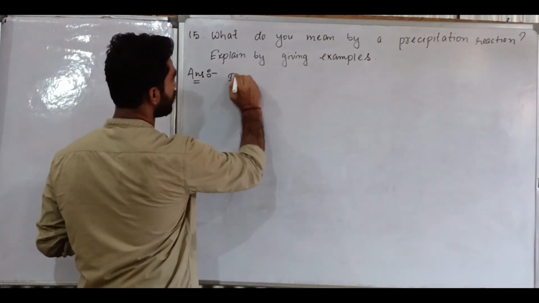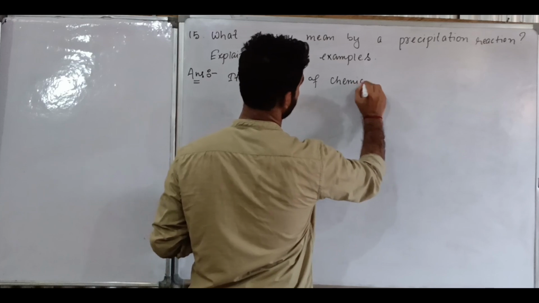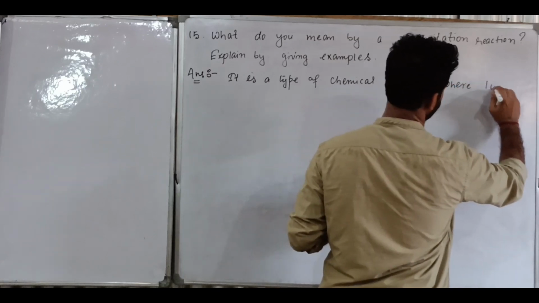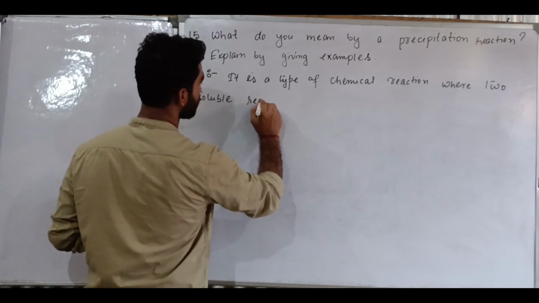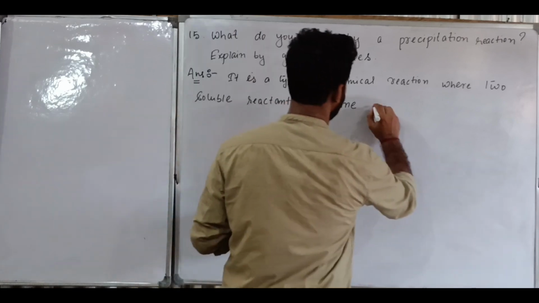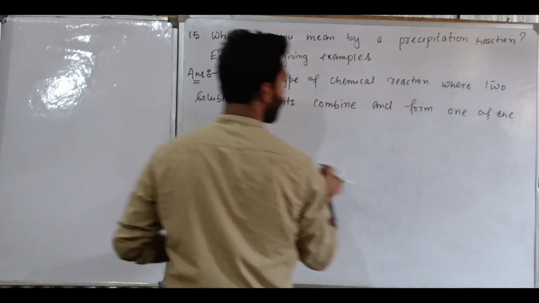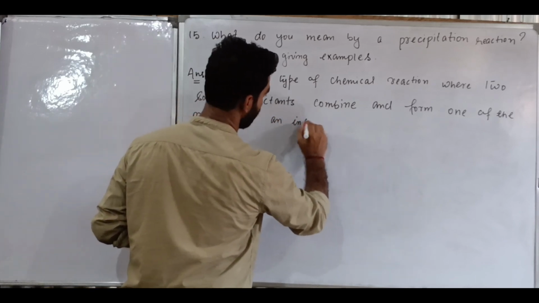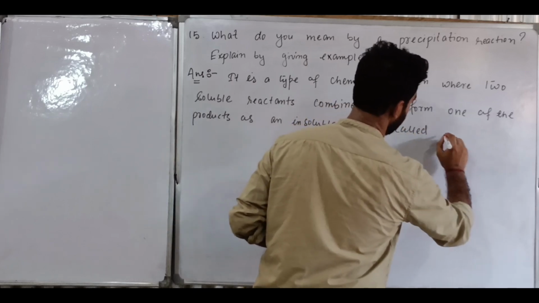So what is precipitation reaction? It is a type of chemical reaction where two soluble reactants combine and form one of the products as an insoluble solid called a precipitate.